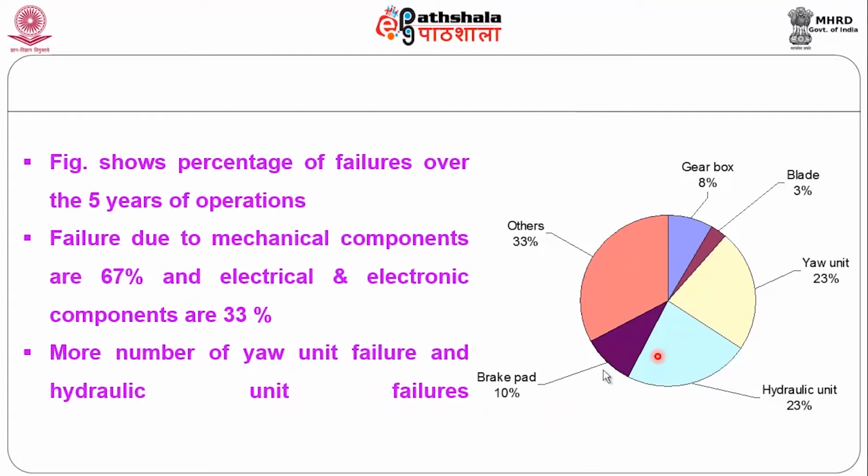Here when you look at the failures distribution, hydraulic unit, because very frequently the brake is applied, that is the maximum, then followed by yaw unit, because the wind direction keeps on changing, it has to be operated, and then the blade failure, gearbox failure, and other failures, brake pad failure. These are all various failures that happened in the wind farm at Muppandal area.